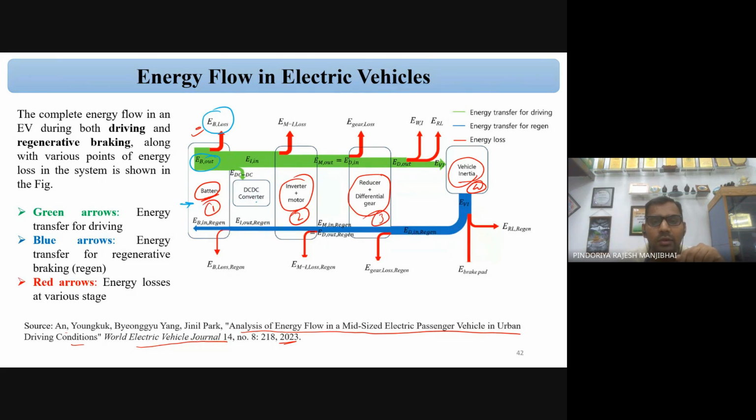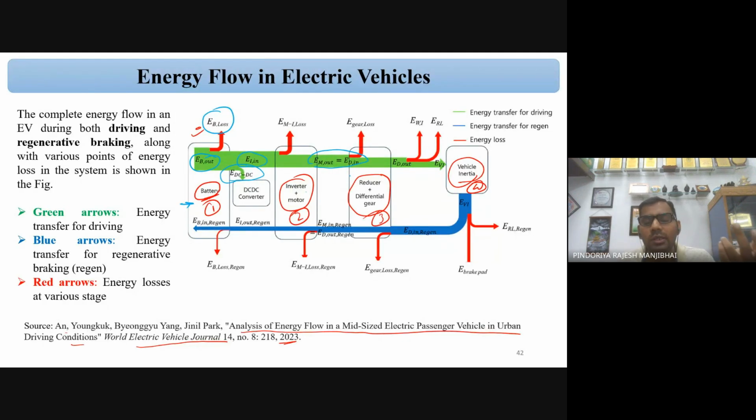Then DC to DC converter. So again, it depends on the type of motor, so we have to use the converter. So we can say the DC to DC energy, and that is the input of the converter energy. And then inverter and motor. So we can say the EM out and converter in. Otherwise, we can say the EM out, there is a motor output power, and there is an inverter input.